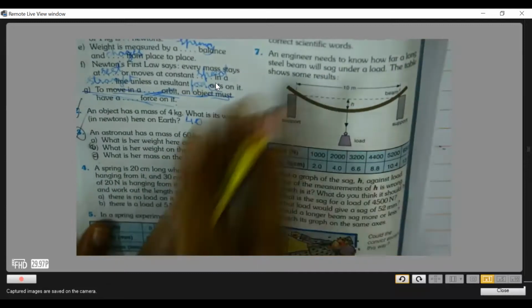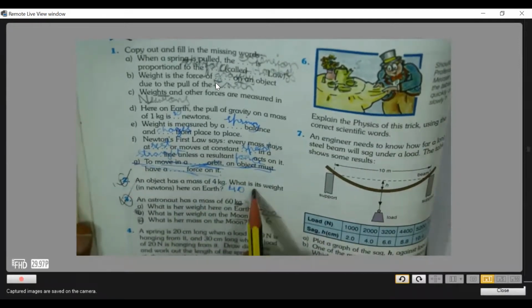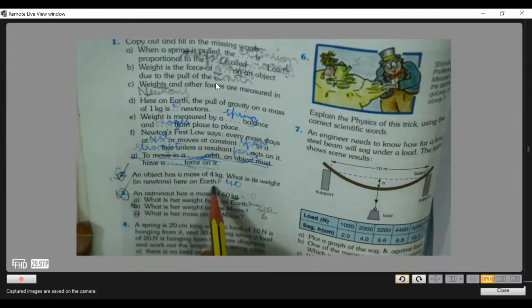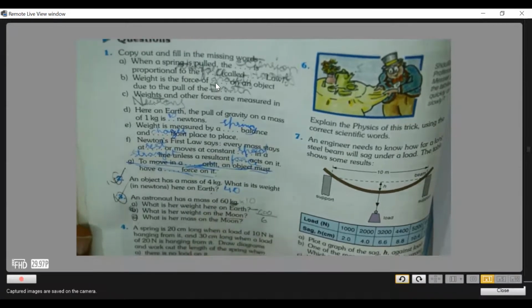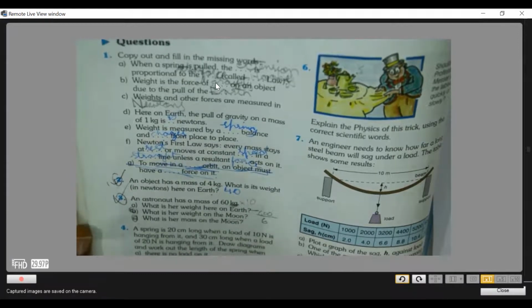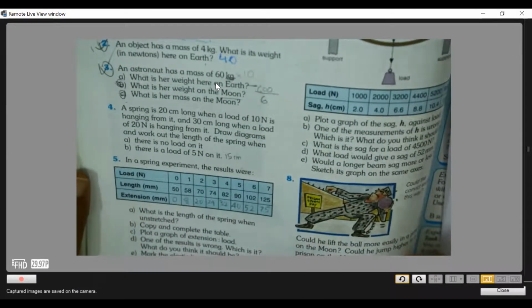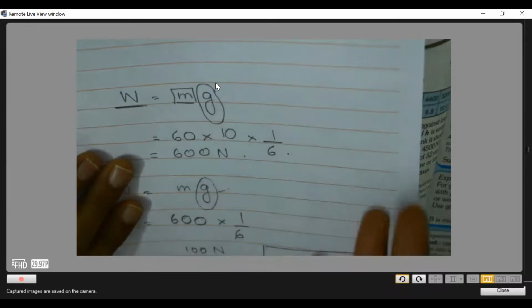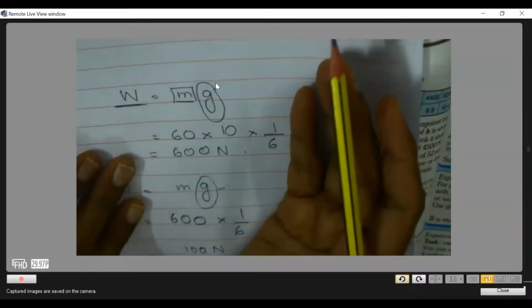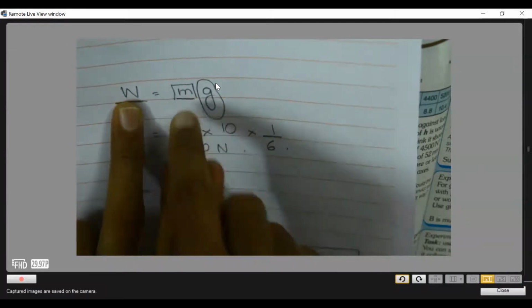Okay, is there any confusion in question 1 and 2? An object has a mass of 4 kilograms. What is its weight in newtons here on Earth? Teacher, you did not understand my question. I was asking how to calculate mass. When we come across a question like that, then you will understand. Mass can be calculated by this equation as well. It will depend upon what information is given in the question. So if you know the value of G and the weight, you can calculate mass.